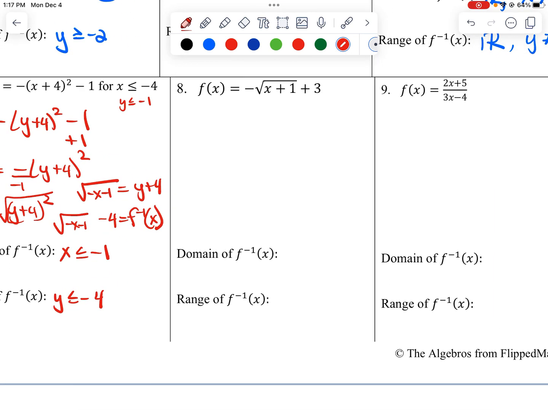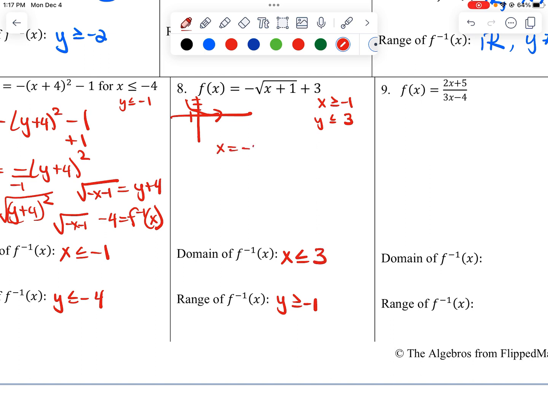This next one, let's see. What is this one? Just moved to the left 1 and up 3, but it's flipped over, so it's got to look like that. So I know x is greater than or equal to negative 1. And y is less than or equal to 3. So our range, y is greater than or equal to negative 1, and x is less than or equal to 3. And then let's flop it.